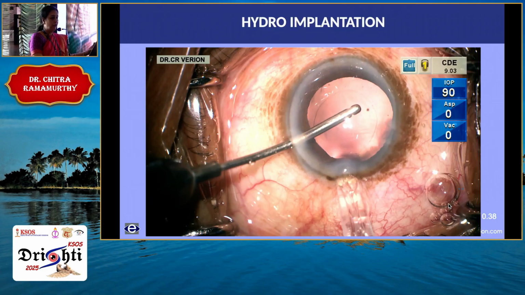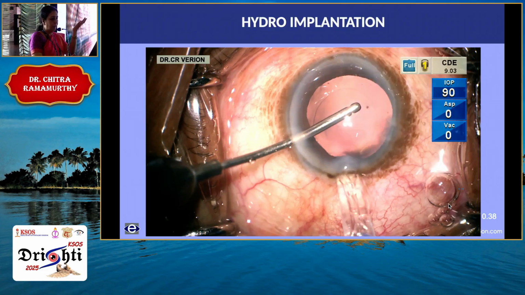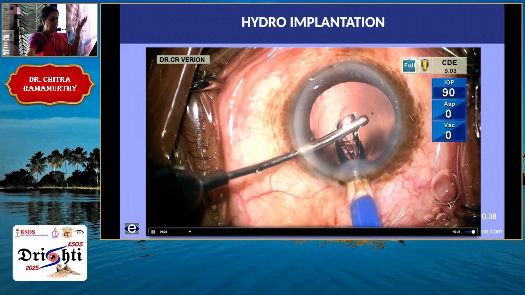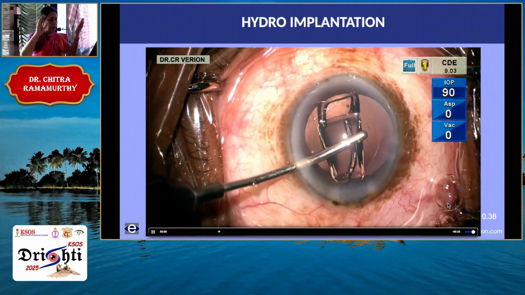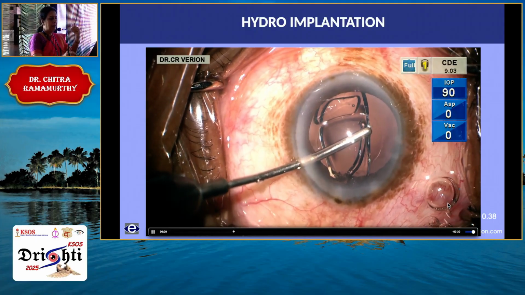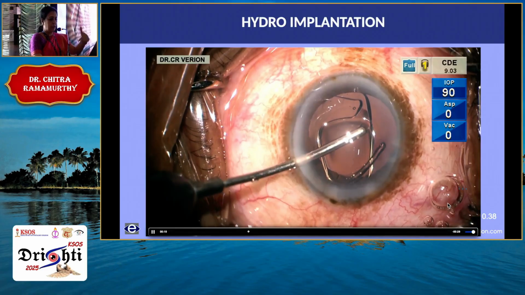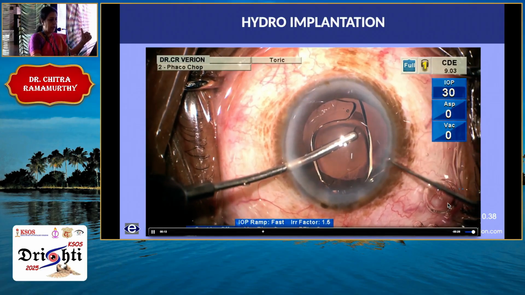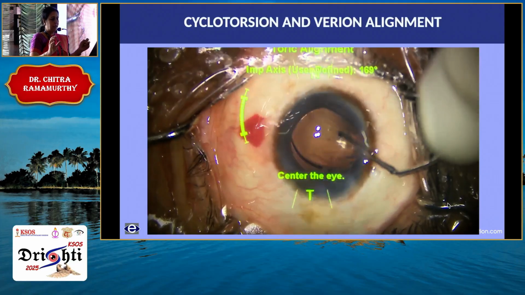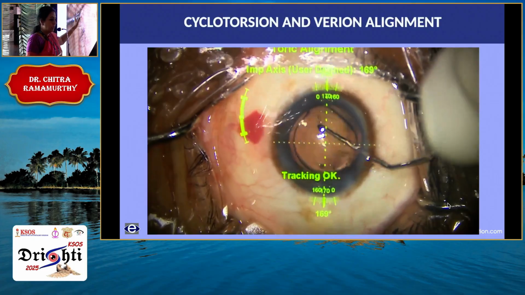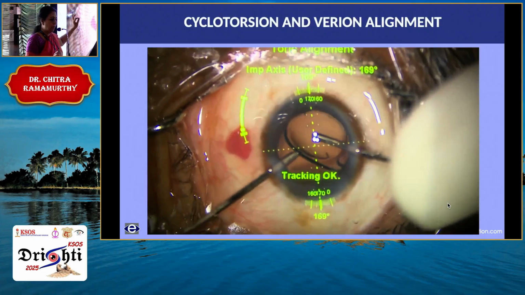Now, if you're doing a hydroimplantation, I like the IOP to go up a little higher, to push the posterior capsule back, and then inject the lens. And once the lens has gone in, the IOP comes down, and all you have to do is adjust the haptics in the capsular bag. From 90, it's come to 30. Now, this is the thing which you need to see. It has that small arc, and that bulb should come right in the center.